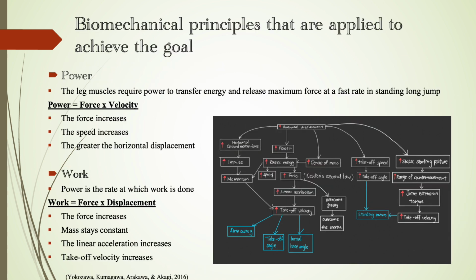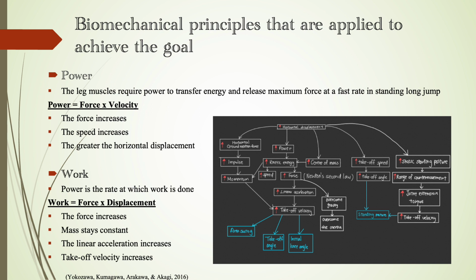When you perform standing long jump, the leg muscles require power to transfer energy and release maximum force at a fast rate. When you jump, you need to exert a stronger force against the ground to propel yourself in a horizontal direction. This is very important to overcome the initial inertia and begin the motion. The equation for power is power equals force times velocity. So if the power is increased, the jumper can generate more force and speed, which will contribute to achieving greater horizontal displacement in standing long jump.